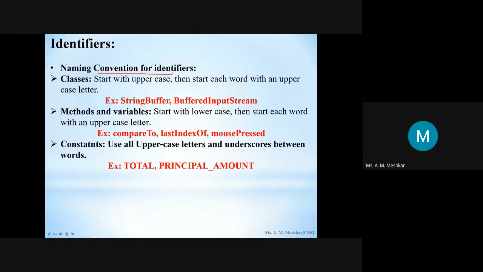Some more naming conventions for classes. You have to start the name of a class with an uppercase letter, then the remaining letters in lowercase, and then the subsequent word again starts in uppercase. If you are naming methods and variables, start with lowercase. If you are naming constants, write them in complete uppercase letters. If there is more than one word, separate them using an underscore.